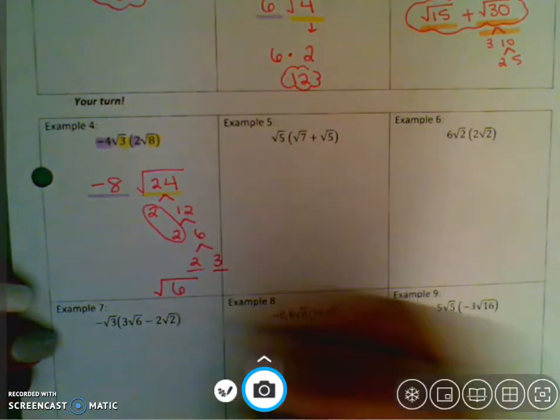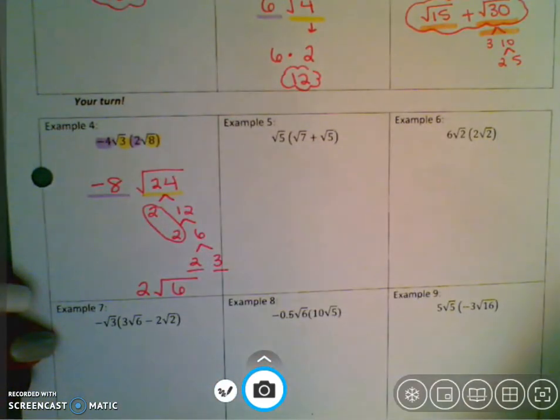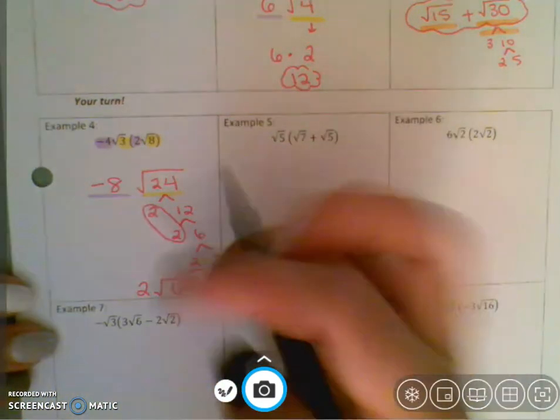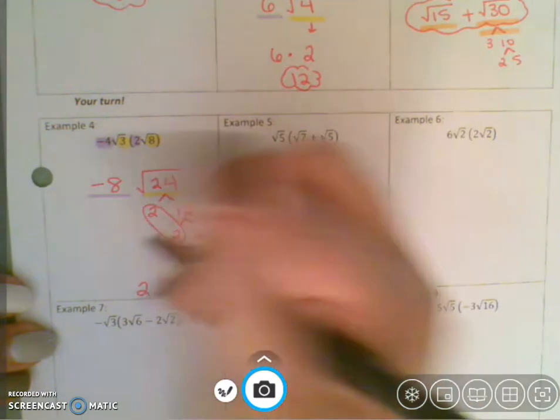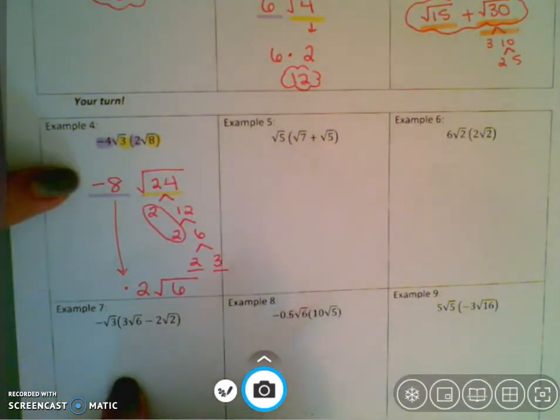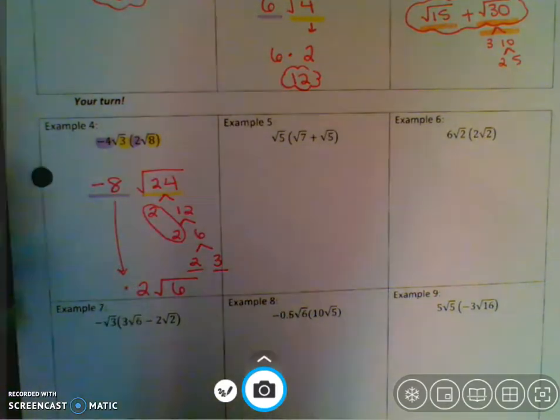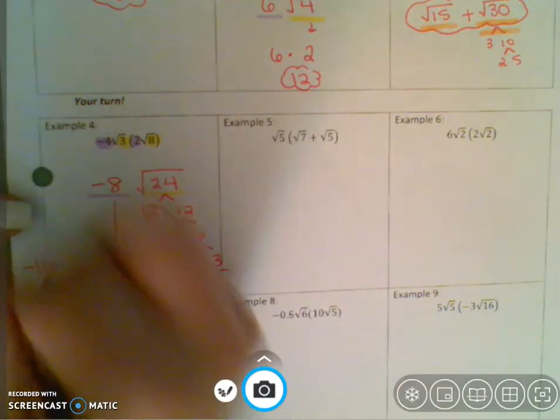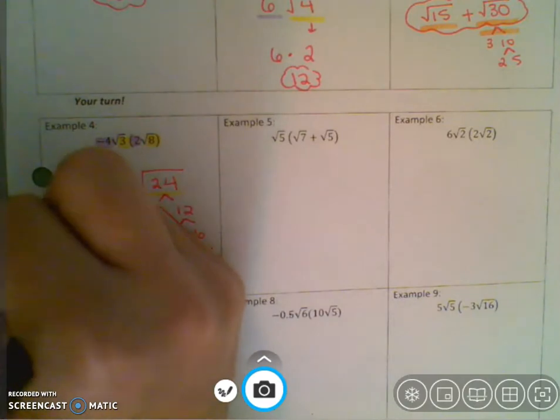You multiply them. So 2 square root of 6, but that's not your final answer because we had this guy up here. So your final answer is going to be negative 8 times 2, which is a negative 16, and then the square root of 6.